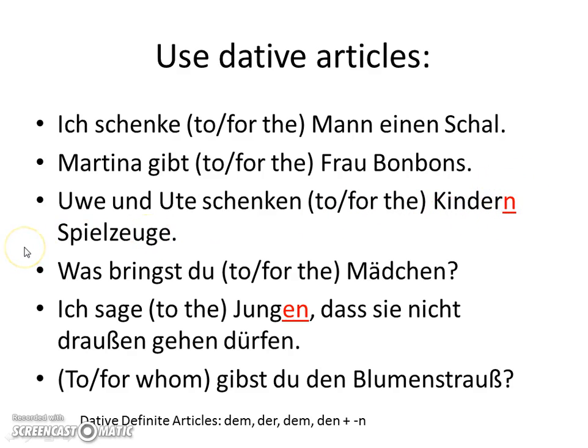Was bringst du dem Mädchen? Dem Mädchen. Ich sage den Jungen. Again, this is plural dative. And what gave it away that it's plural? Sie and dürfen. So the conjugation told us that this is plural. And think back to your little chart on who versus whom. What's the dative form? It's wem. So this one was dem Mann, der Frau, den Kindern, dem Mädchen, den Jungen, and wem.